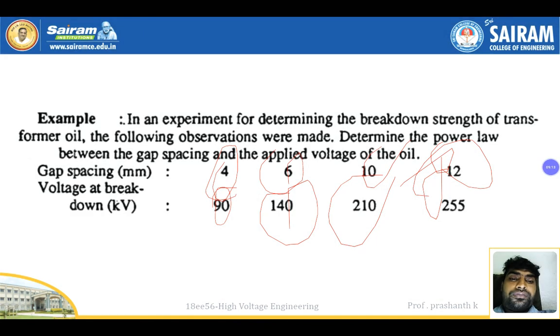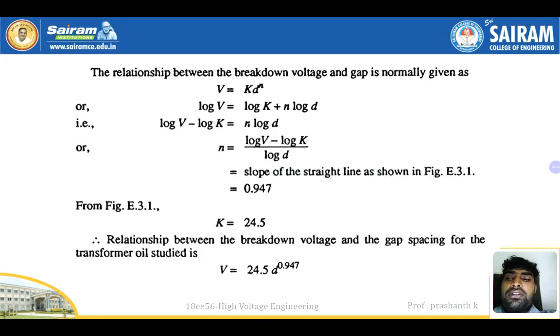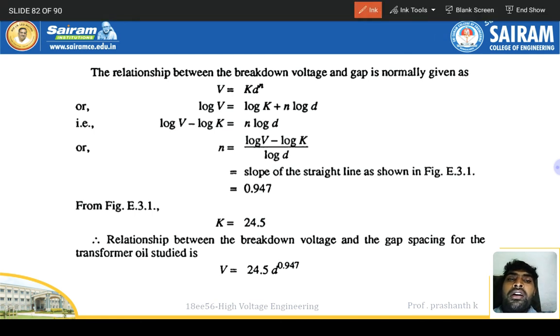Based on that we need to calculate the relationship between the breakdown voltage and the gap, normally given as V is equal to K D raised to N. Apply log: log V is equal to log K plus N log D. So log V minus log K is equal to N log D. I have taken log K to this side, so N is equal to log V minus log K divided by log D.